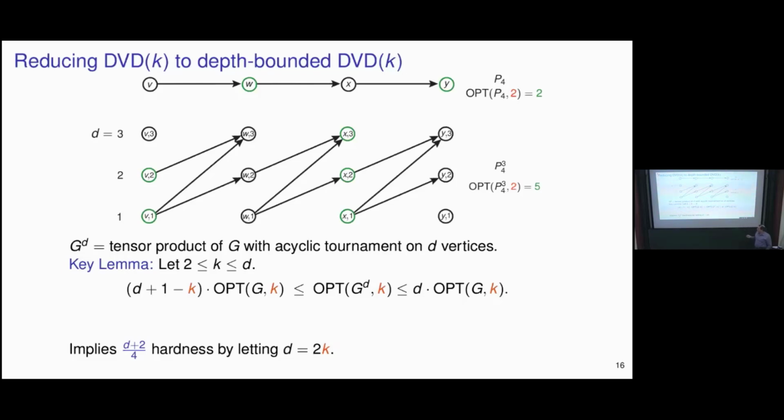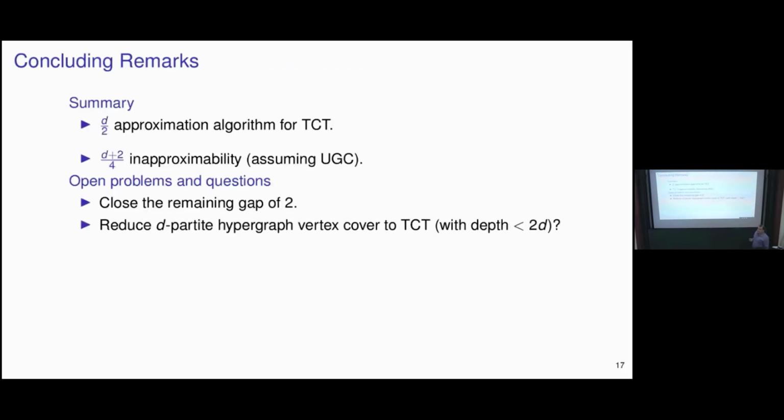And then setting d roughly to k implies the hardness result. We first apply this reduction to reduce DVDk to depth bounded DVDk, and then reduce the depth bounded DVDk to the time constraint problem. And yeah, that's my last slide.